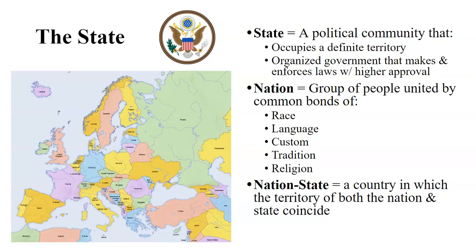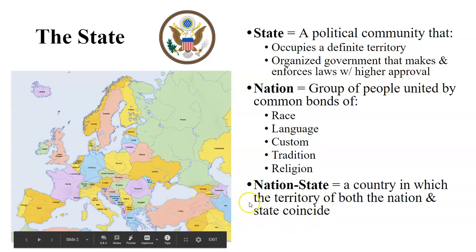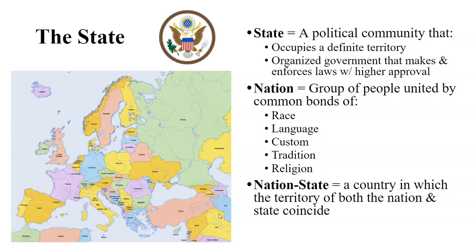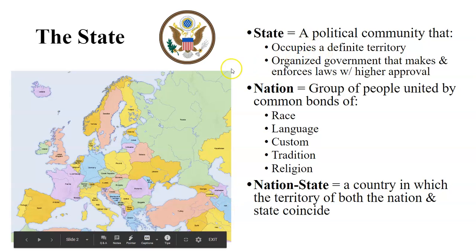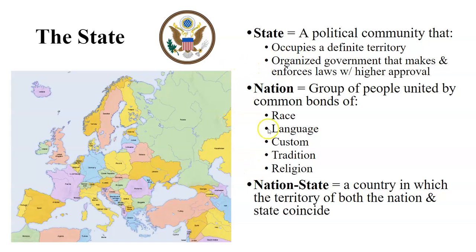And then a nation state is when you take a country in which the territory of both the nation and state coincide. Basically, you would have these two concepts, and then any number of these. It could be one of them, it could be all of them, a mixture of them, and that's a nation state. This is what we could typically consider an actual country today. Like the United States is a nation state. We have definite territory, we have an organized government with laws and higher approval, and then we have a combination of all of these as well.